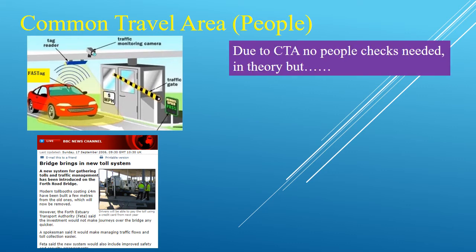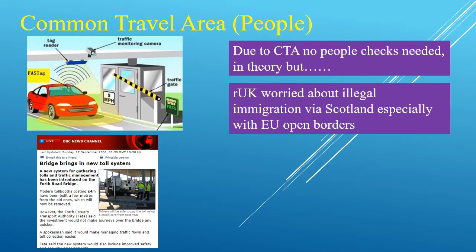Due to the common travel area, in theory on the border between England and Scotland, you don't need to have checks. But with the automatic scanning system, the authorities would know who was coming and going. And the rest of the UK is worried about illegal immigration via Scotland, especially if we join the EU and the open borders within the EU. So controls to protect their needs and their concerns would have to be put in place.